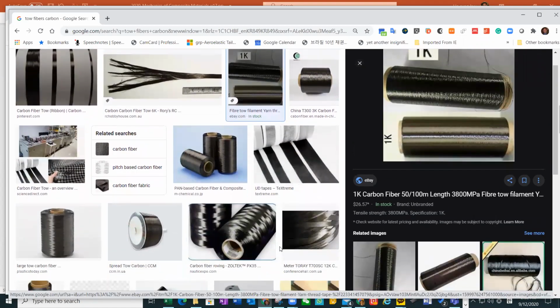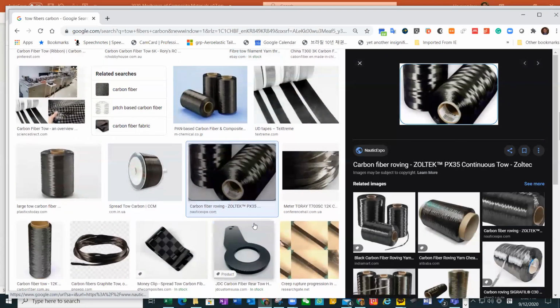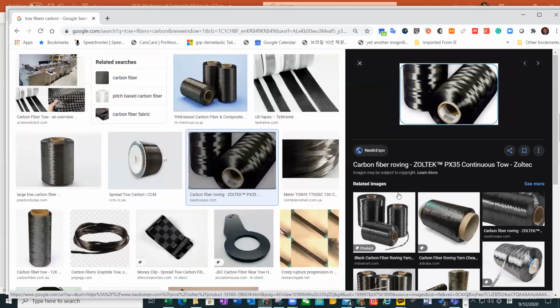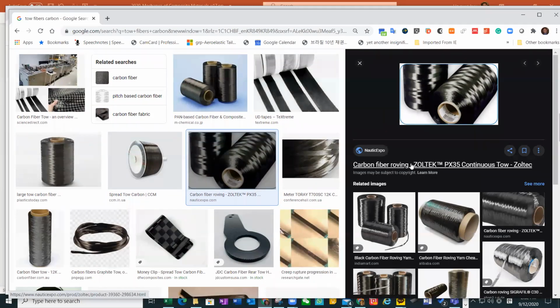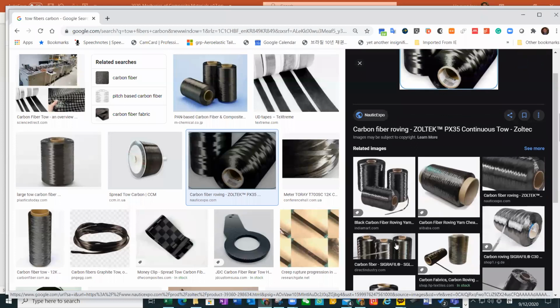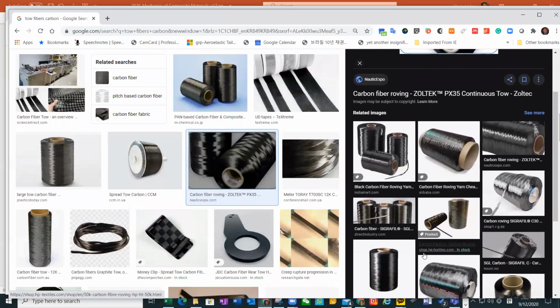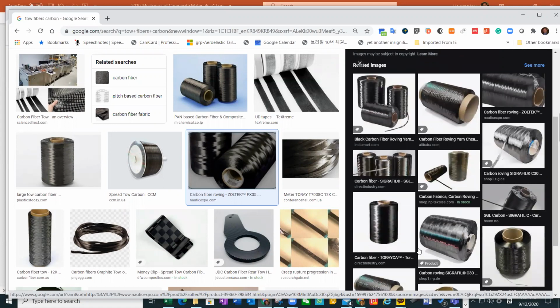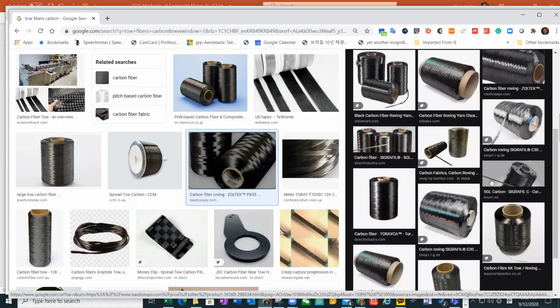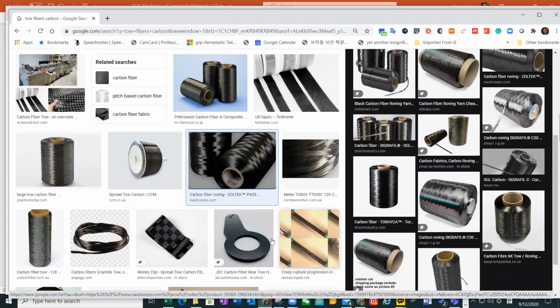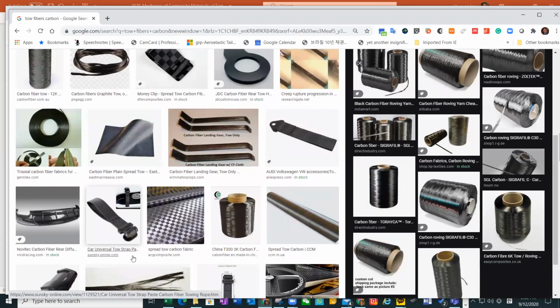And so you can see many different types of toes. Zoltek is one famous company producing carbon fiber. They have the PX35, and PX35 is known for a very large toe. Large toe means that one toe has 40,000 fibers. It's a very heavy toe. Okay, a lot of fibers in one toe. So that is a toe.